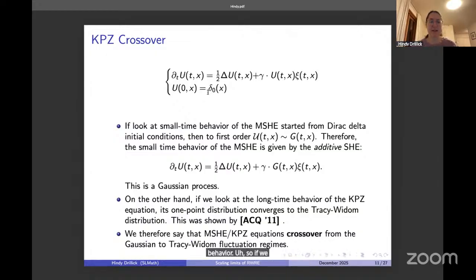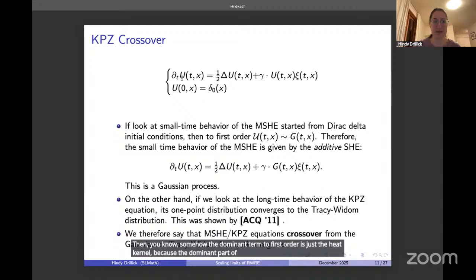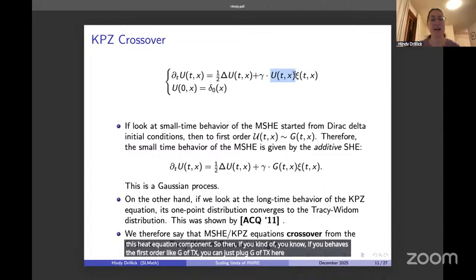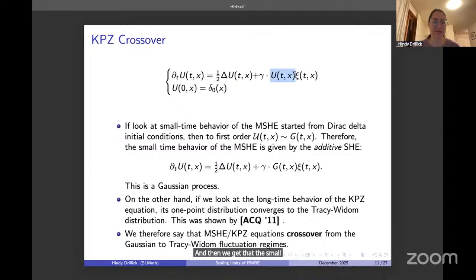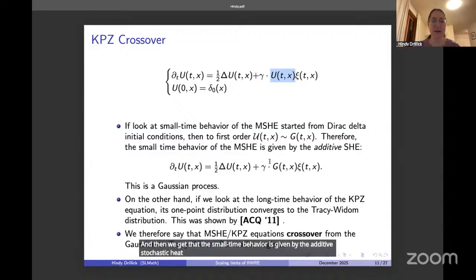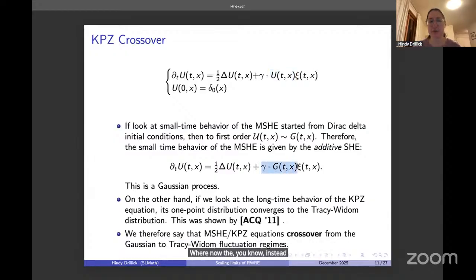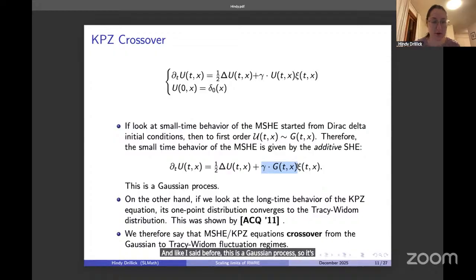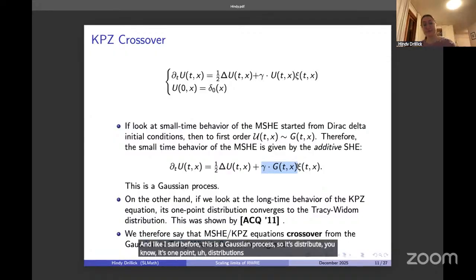So if we look at the small time behavior of the multiplicative stochastic heat equation, then somehow the dominant term to first order is just the heat kernel, because the dominant part of the equation will just be this heat equation component. So if U behaves to first order like G of t, x, you can just plug G of t, x here in for U. And then we get that the small time behavior is given by the additive stochastic heat equation, where now instead of U, we have G here, which is just a deterministic function. And like I said before, this is a Gaussian process. So its 1-point distributions are Gaussian.